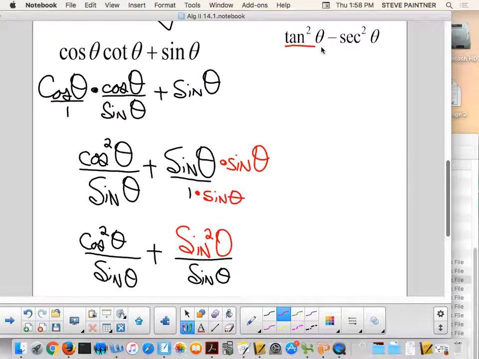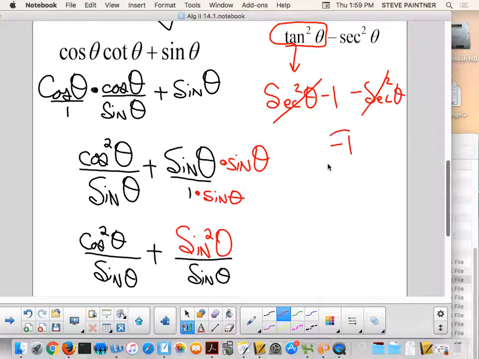Would you guys help me out? I know the bell's going to ring, but would you just help me? What is tangent squared equal to? Take the formula up above and solve it for tangent squared right now. It's secant squared theta minus 1. I'm solving for tangent squared. I put the answer right there. Then I say minus secant squared. Don't cancel; the answer's negative 1.